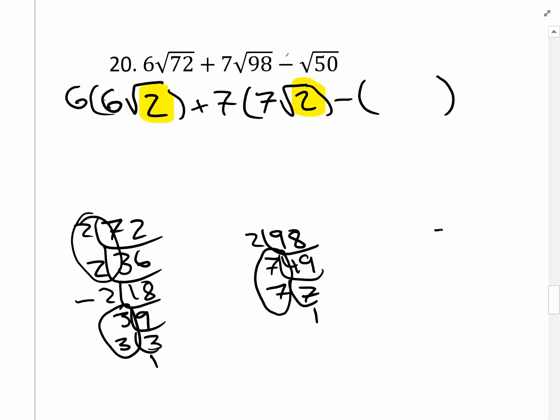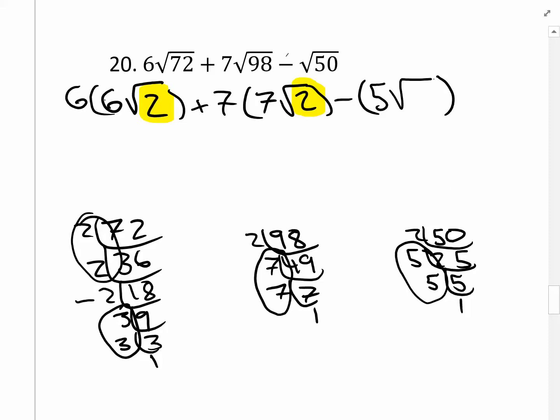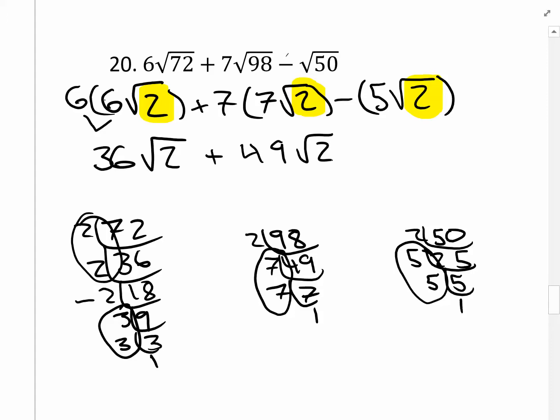Last one. We're factoring 50. Divided by 2 is 25. Divided by 5 is 5. Divided by 5 is 1. So a 5 gets out and a 2 stays in. There's another match, so I can add up all 3 of these. I just need to multiply their front numbers first. 6 times 6 is 36 root 2 plus 7 times 7 is 49 root 2 minus, this one's just 5 root 2. Alright, now we can add them up.